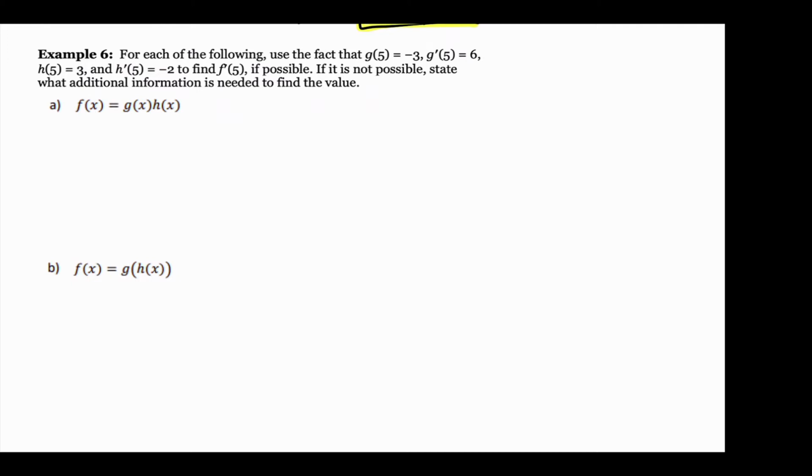Okay, so for each of the following, use the fact that g of 5 equals -3, g prime of 5 equals 6, h of 5 equals 3, h prime of 5 equals -2 to find f prime of 5 if possible. If it is not possible, state what additional information is needed.